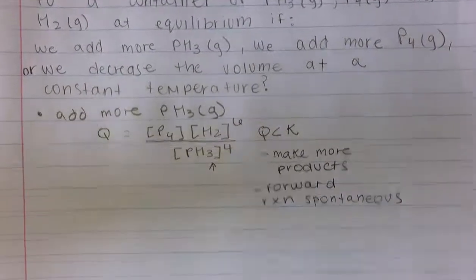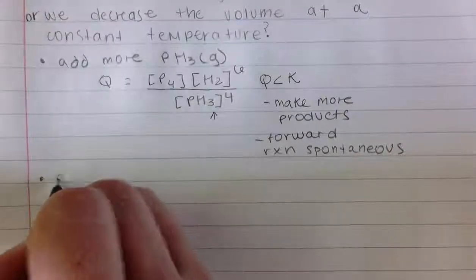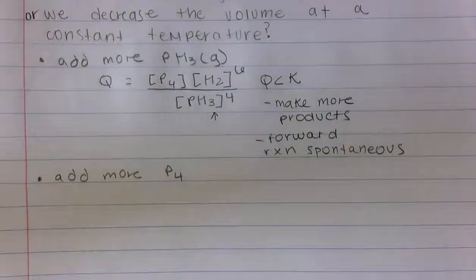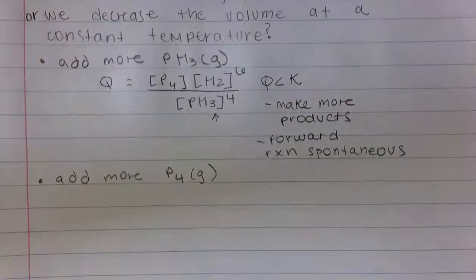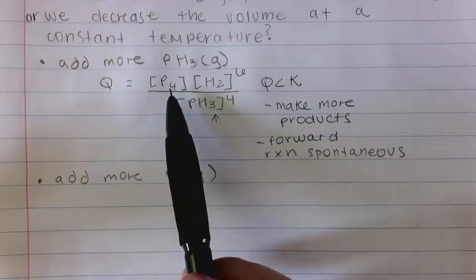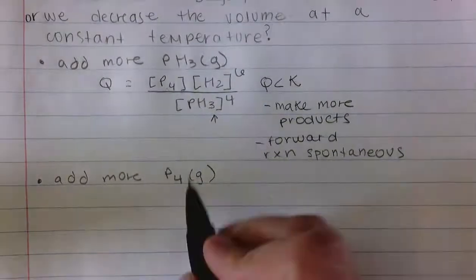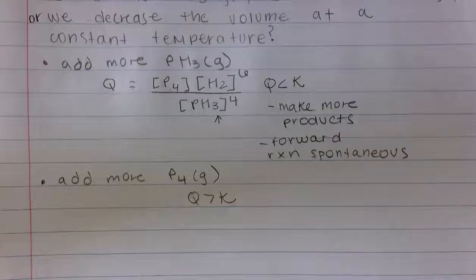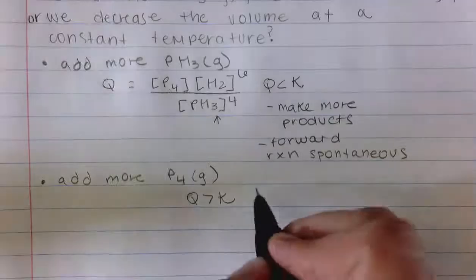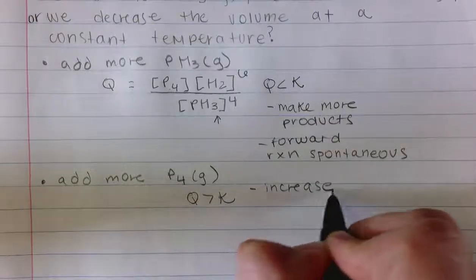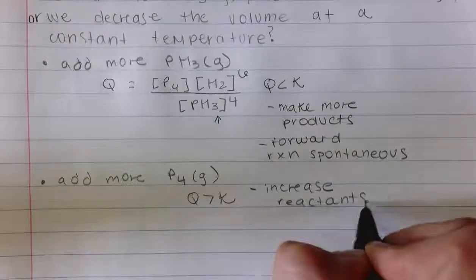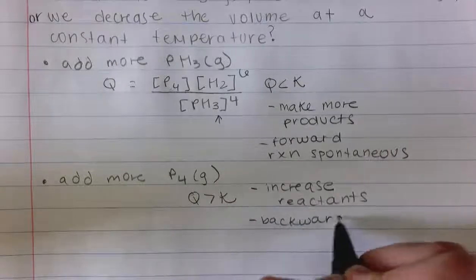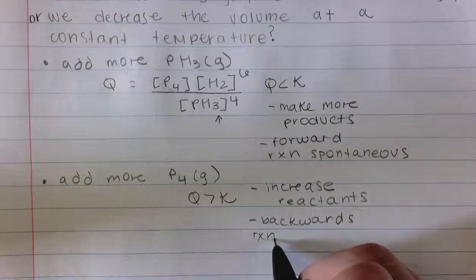And then we can go over adding more phosphorus. And this is pretty similar. So again, looking at our formula for Q, if we increase the concentration of phosphorus, our Q becomes greater than K. So in order to shift back to equilibrium, what we want to do is increase the concentration of our reactants. And that means that in this case, the backwards reaction becomes spontaneous. And that is what is favored in this situation.